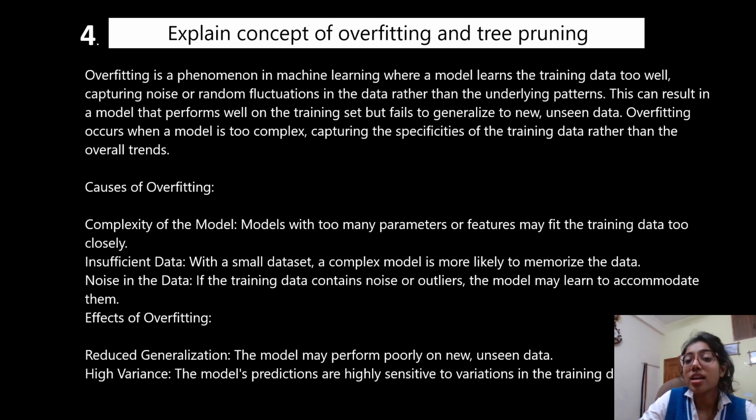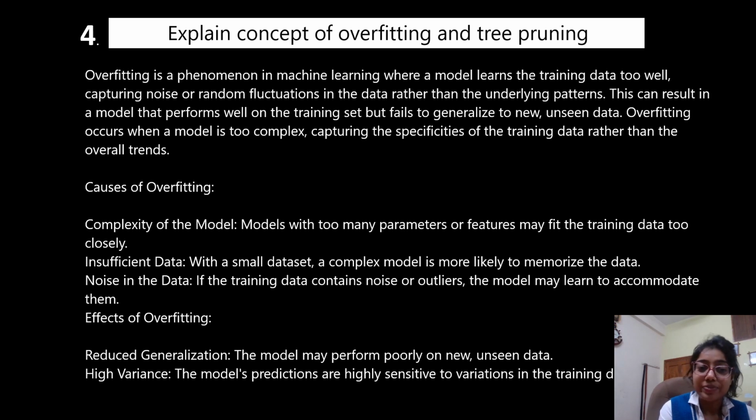Question 4. Explain the concept of overfitting and tree pruning. Overfitting is a phenomenon in machine learning where a model learns the training data too well, capturing noise or random fluctuation in the data rather than the underlying pattern. This can result in a model that performs well on the training set but fails to generalize to new unseen data. Overfitting occurs when a model is too complex, capturing the specificities of the training data rather than the overall trends.